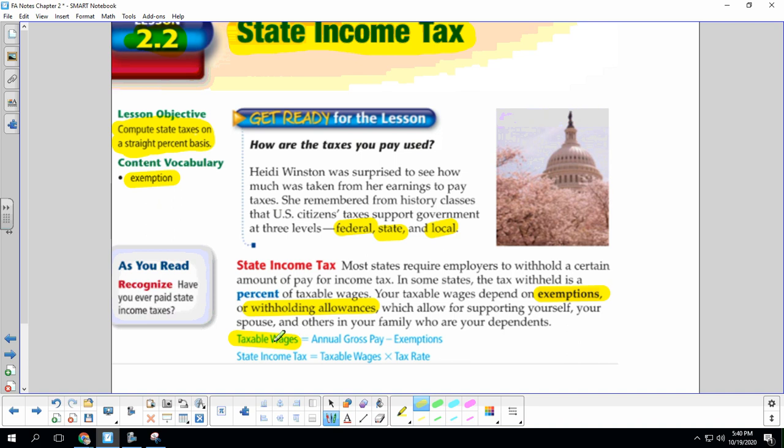All right, so the first thing we're going to do is figure out taxable wages. Please remember, when we get to state income tax, it has 2 steps. Step number 1, take your annual gross pay and minus out your exemptions. Step number 2, to calculate your state income tax, take your taxable wages, which you just calculated, and multiply it by the tax rate. So this is why we spend so much time figuring out the percent key on our calculator, because we're using that doggone percent key over and over again.